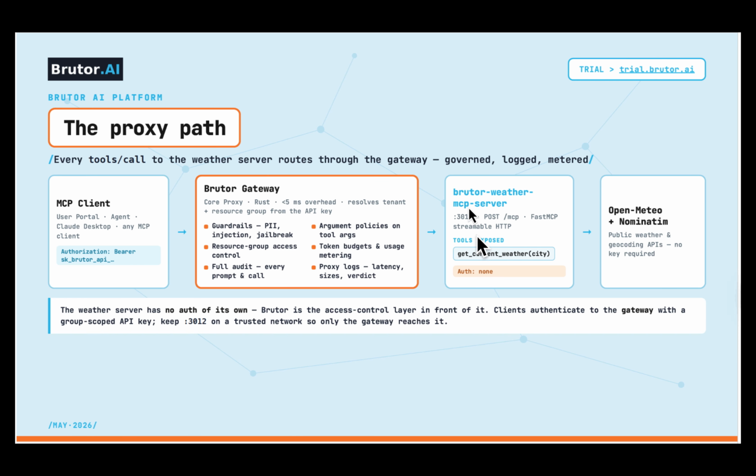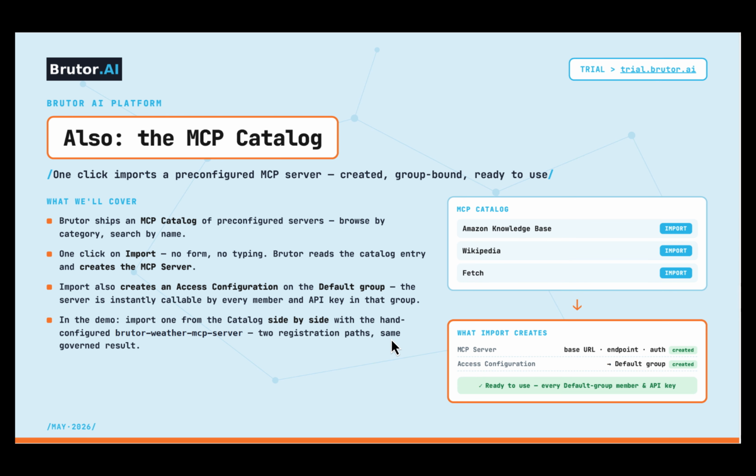We are not only going to do this running a local server, we're also going to see how you can import MCP servers from our MCP catalog. And there we're also going to focus on the non-auth, such as Amazon Knowledge Base. We're just going to import that one and see how that works.